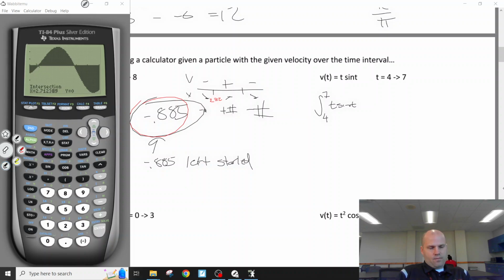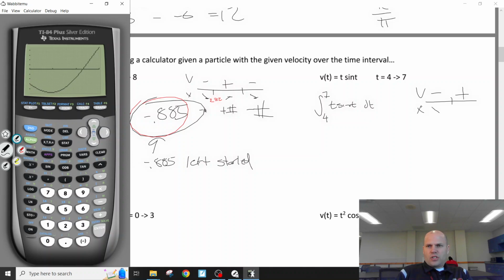Let's look at t sine t, just so we can see it. Four to seven. Zoom fit. Velocity is negative, then positive. Okay, position is decreasing then increasing. I'm decreasing more than I'm increasing. My guess is that this overall displacement, this change in position, is going to be negative, which means I will end up to the left of where I started.